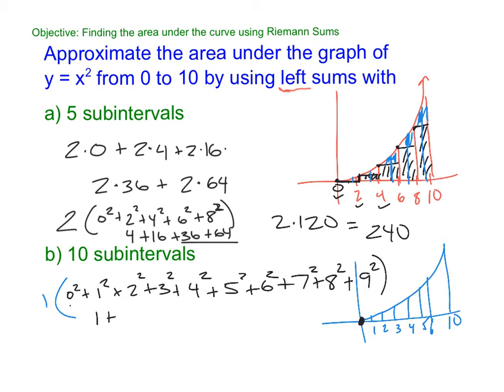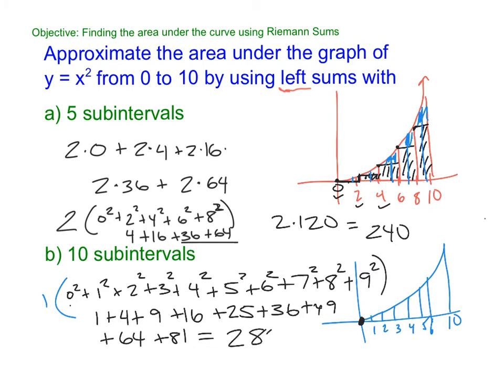So let's see, 1 plus 4 plus 9 plus 16 plus 25 plus 36 plus 49 plus 64 plus 81 equals. All right, I got 285. So before it was an underestimate. This is less of an underestimate because they're smaller, right? So we're probably a little bit closer, and we're still an underestimate. So the actual answer will be higher than that.